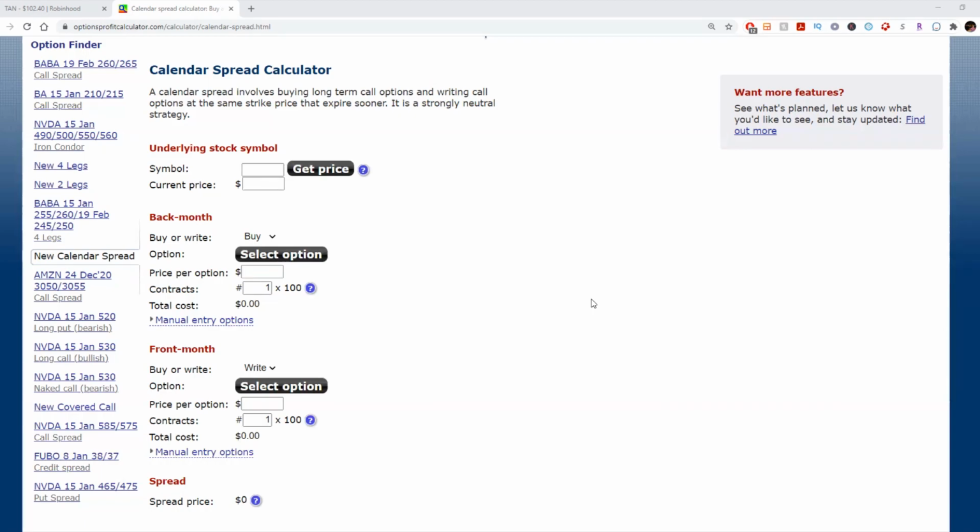Now, having said that, let's get into it. So to give you a brief overview of what calendar spreads are, a calendar spread is when you're buying a call that is farther out in expiration and you're selling calls against it in the shorter term, okay?